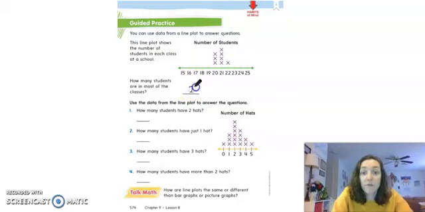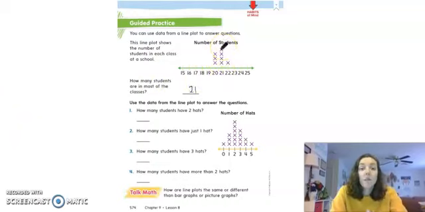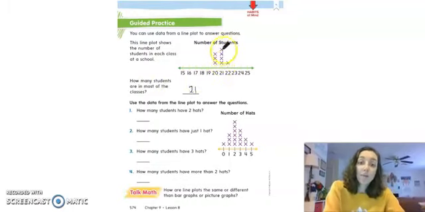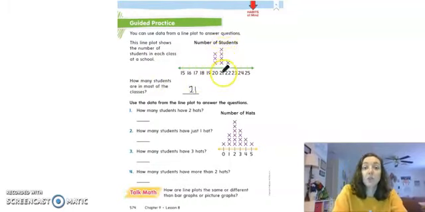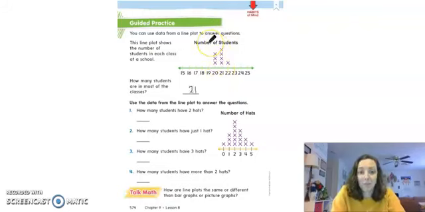Now don't get confused. When it asks you how many are the most, it doesn't want the number of classes, maybe sometimes it will, but here it just wants the number of students that most classes have. Okay, so now we're using this line plot about the number of hats that students have, and we're going to use the data from the line plot to answer the questions.